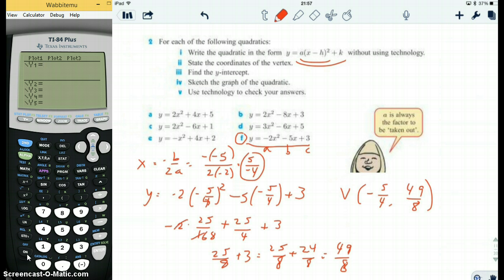And what else do we need? So that's the vertex. For the y-intercept, we would put 0 in for the x, and then we would see what we get out. So that would be y equals 0 plus 3. So the y-intercept is just 3. And then they want us to sketch the graph.